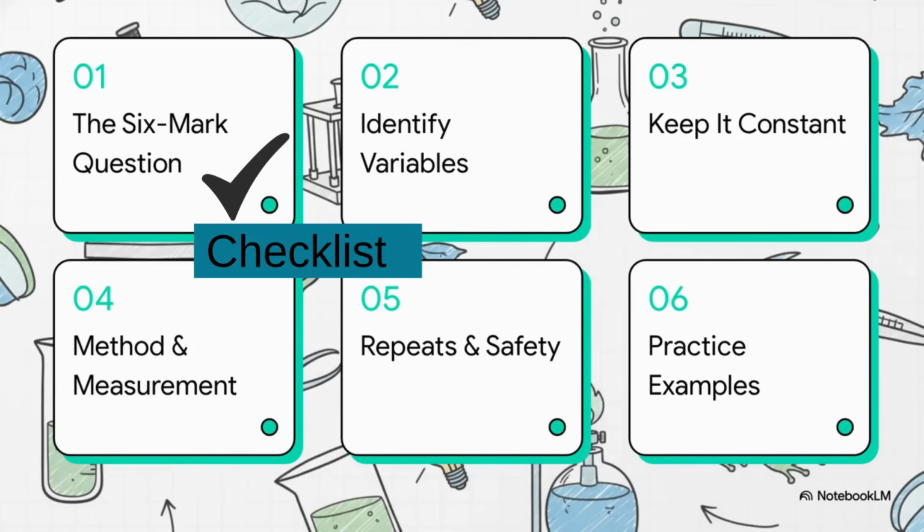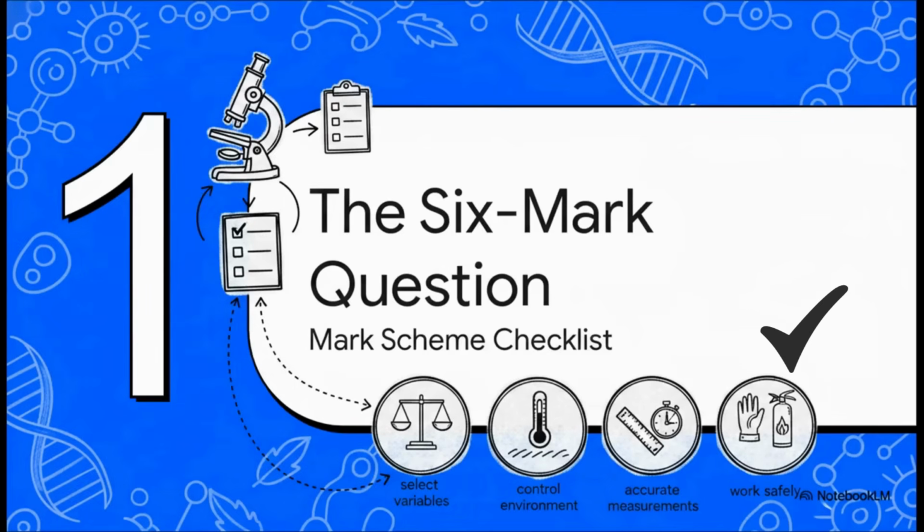1. The 6-mark question. 2. Step 1, identify variables. 3. Step 2, keep it constant. 4. Step 3, method and measurement. 5. Step 4, repeats and safety. And 6, putting it into practice. Starting off with Section 1, the 6-mark question.